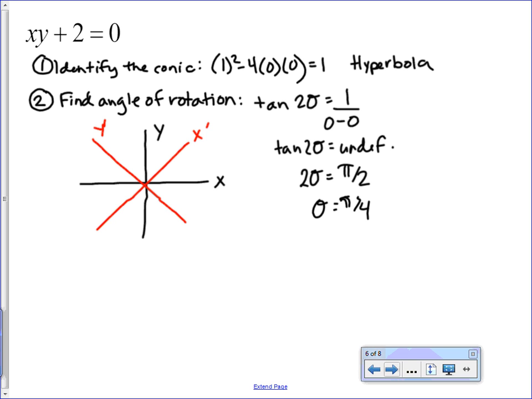Okay, so then step 3, we need to figure out what x and y are in terms of x prime, y prime, so that we can substitute them into that xy plus 2 equals 0 equation. So at the very bottom of what we wrote down on the previous slide, we have substitutions for x and y. Let's do those now. Find your substitutions for x and y.